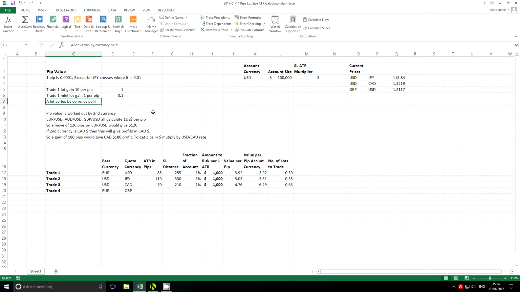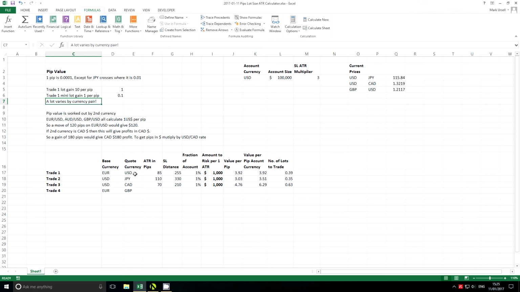Now, you need to know that a pip value is worked out by the second currency in a pair. Now, a bit of terminology here. If you're trading the euro, US dollar, the base currency is euros, and the quote currency is US dollars. And the pip value is worked out by this second currency, the quote currency. So if you're trading the euro, US dollar, and you have an account denominated in US dollars, it is quite simple. If you're trading one mini lot, and your trade goes up 100 pips, you would have made a profit of $100. This is nice and simple.